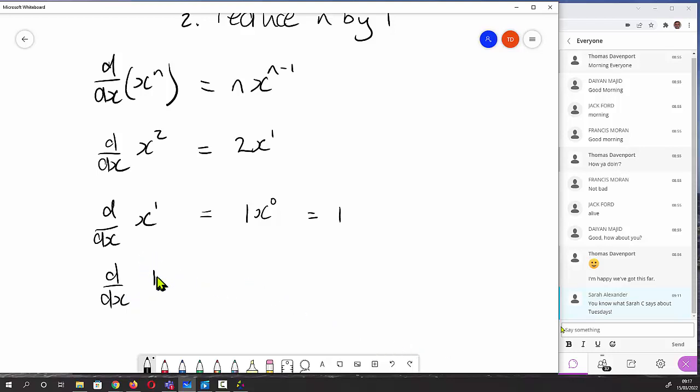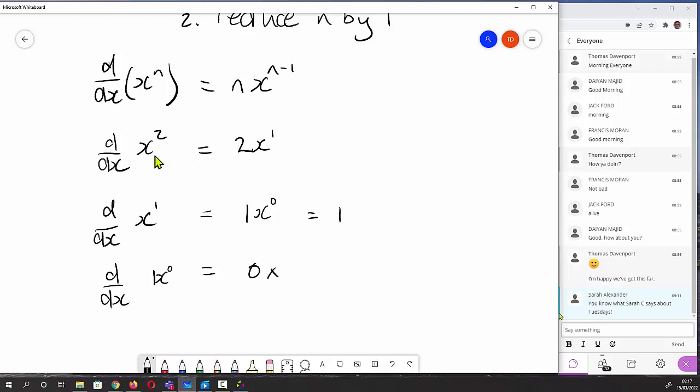Now let's imagine if we differentiate d by dx of 1. This is like 1 times x to the 0, isn't it? So if we multiply by n, we're going to get 0 times, and then we're going to reduce the power by 1, but it doesn't really matter what we do because 0 times anything is going to give you 0, isn't it?